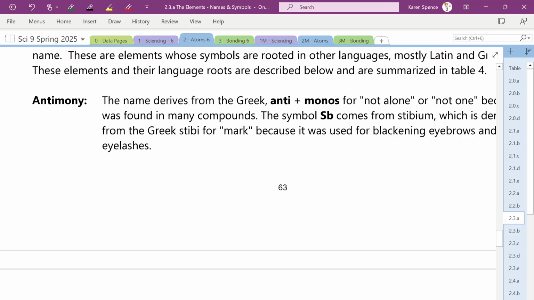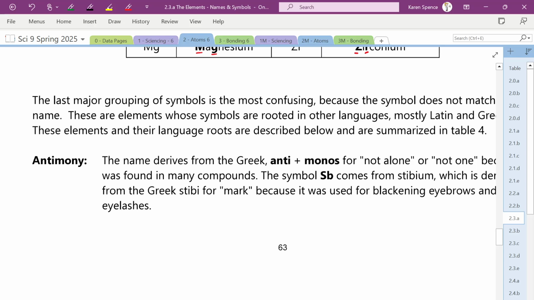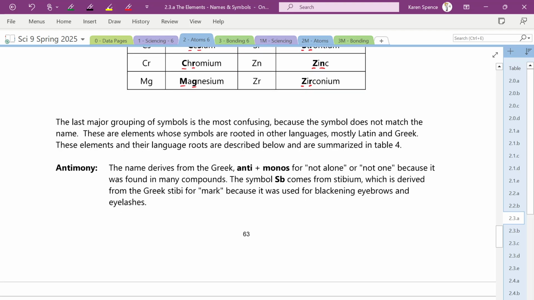And then we have our other languages, right? Antimony. Oh my gosh. Antimony is Sb. How did that come to be? It comes from the Greek this time. And that was because it was used for blackening eyebrows. So, you know, back in the day, this was the old time makeup, was the antimony. They'd use it to blacken their eyebrows. And it was the Greek for mark, which is stibi. And you're marking your eyebrows with the antimony, the stibi.